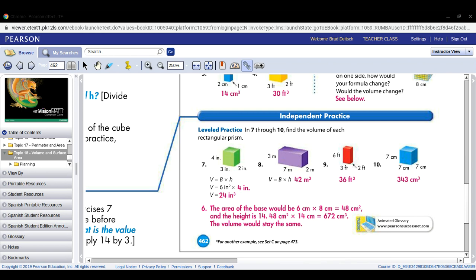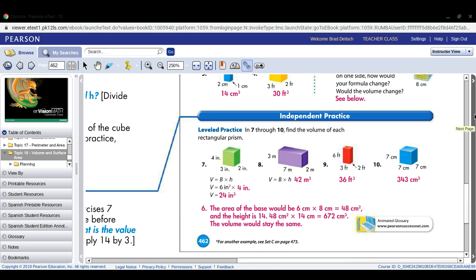All right, so number 8, just do 7 times 2, which is 14. The area of the base, multiply that by the height, you get 42. 9 is 36 cubic feet because 3 times 2 times 6 is 36. And 7, 343 cubic centimeters because length times width times height is that.